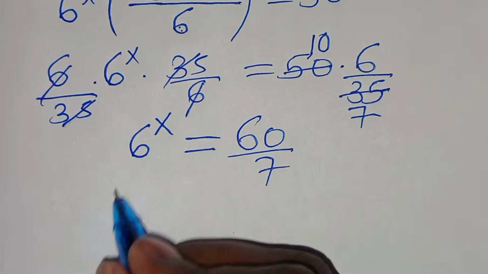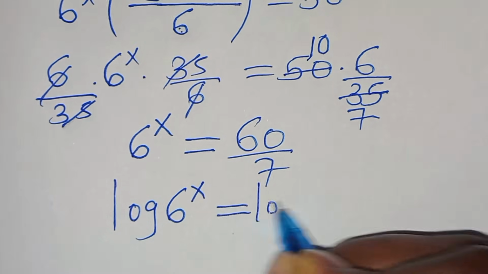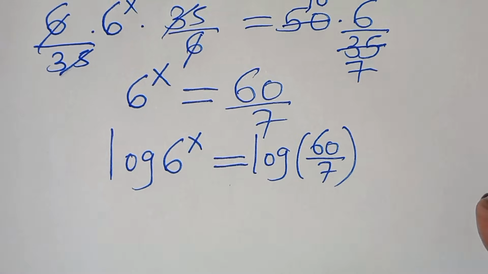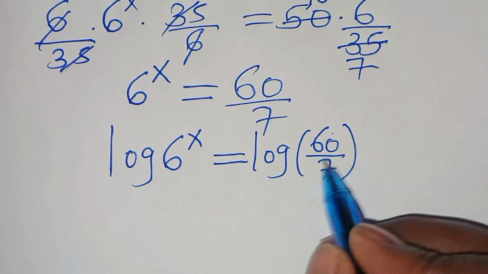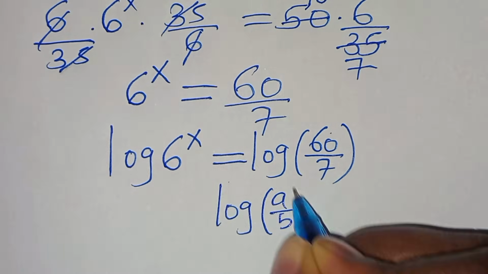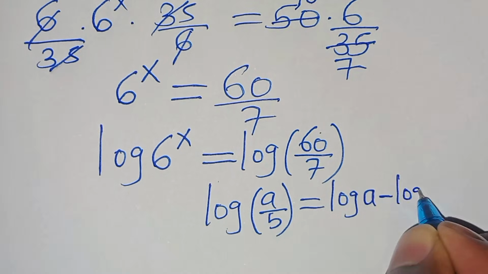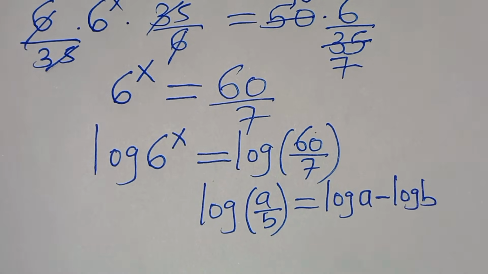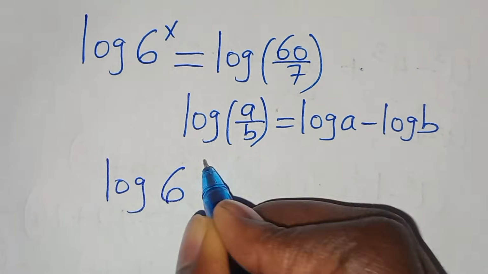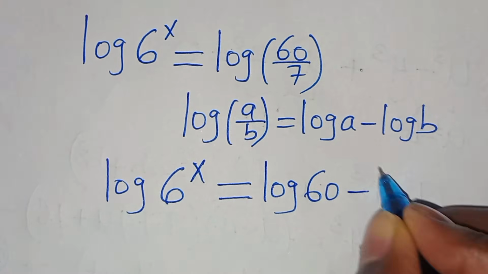To solve for x here, we introduce logarithm on both sides. So we have log 6 to the power of x. This is equal to log 60 divided by 7. So log 60 divided by 7, this is in the form of log a over b, which can be expressed as log a subtract log b. Applying this logarithm property, then here we have log 6 to the power of x. This is equal to log 60 minus log 7.